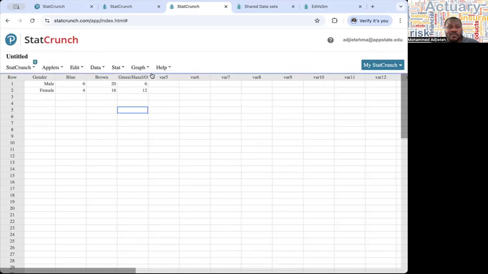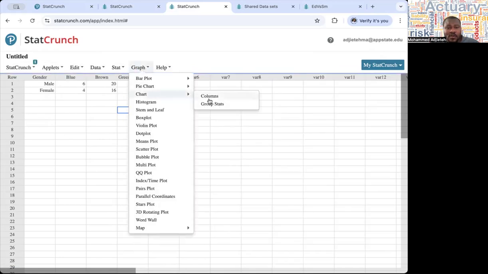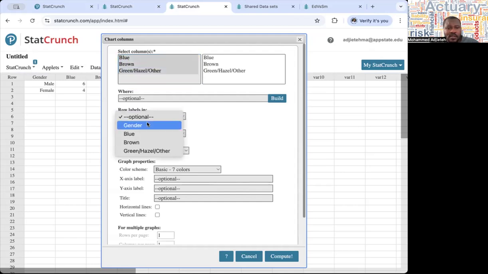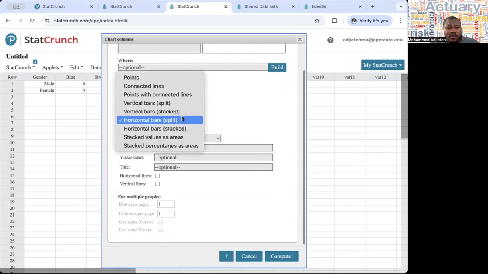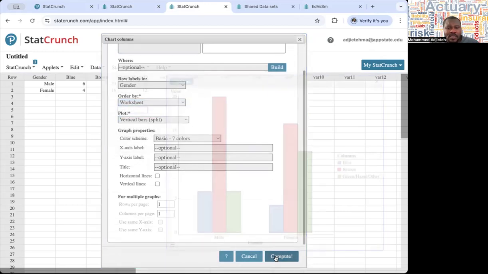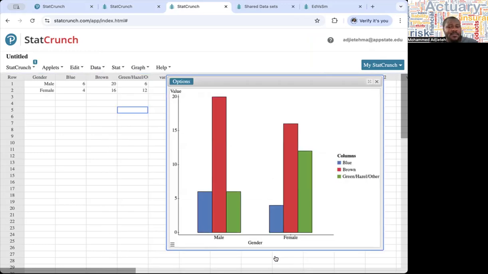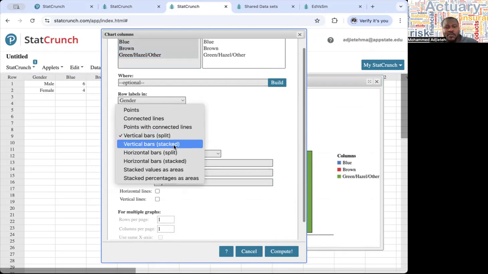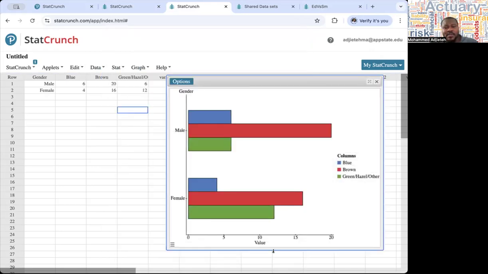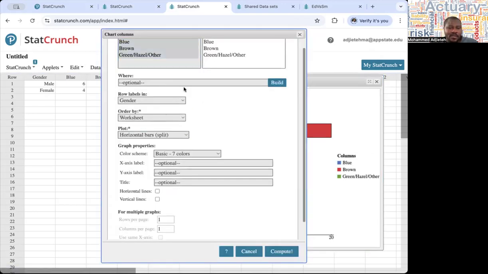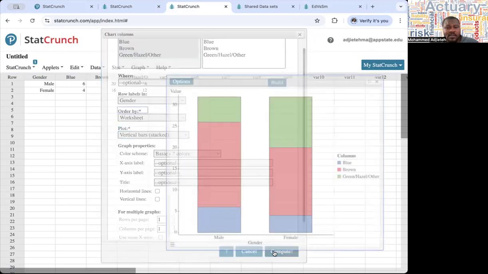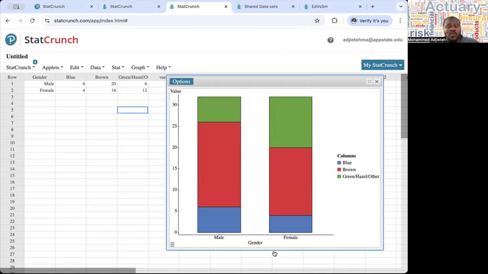Let's also draw the split. So I come to graph, I go to columns, and I have blue, brown, hazel. I do gender. What do I want? I want vertical bar splits. I hit compute. You see, nice one. We could also do stack, could do edit. Remember, if you do horizontal bar split, you see how it looks, but I don't like that. But if you want it, you can do that. I want vertical bars stacked. So that is also how to display that.